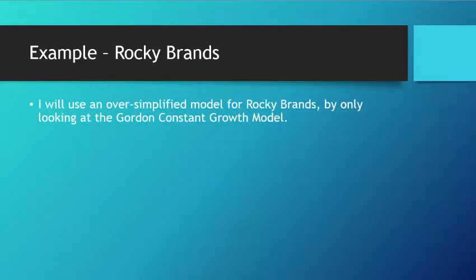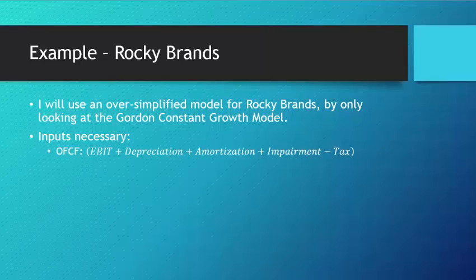I'm going to use an oversimplified model for Rocky Brands primarily because we don't have much of a background to do much more than just a very simplified model. Oversimplified models, though, tend not to hit very close to what you're observing in the market, just as a warning. Okay, so I'll use an oversimplified model of Rocky Brands, but only looking at the Gordon growth model, Gordon constant growth model. The inputs that I'll need, therefore, are the operating free cash flow, which I'm going to use the following.